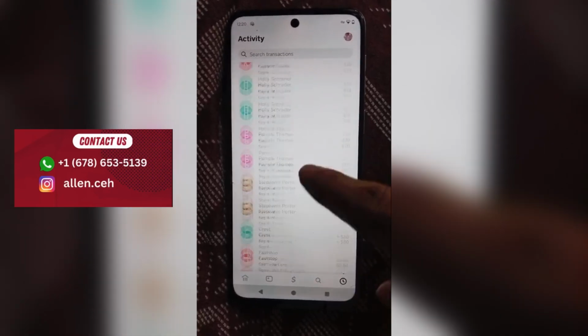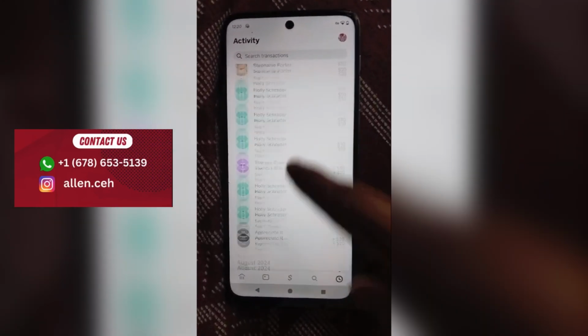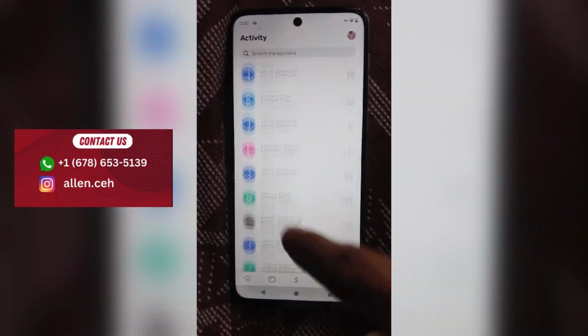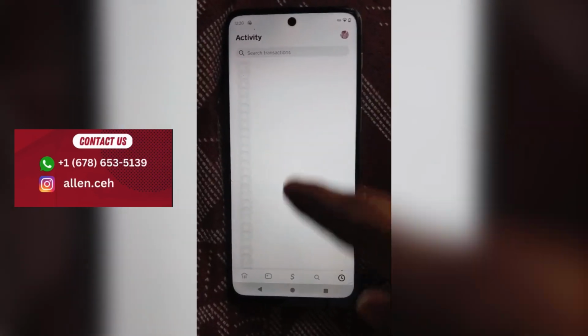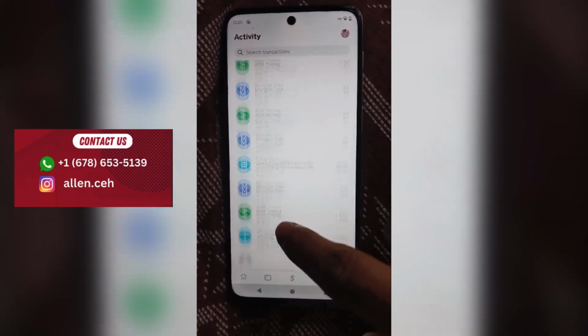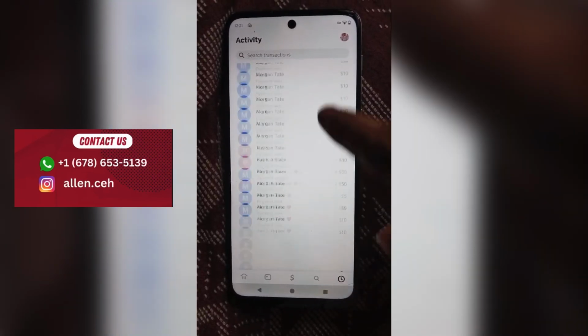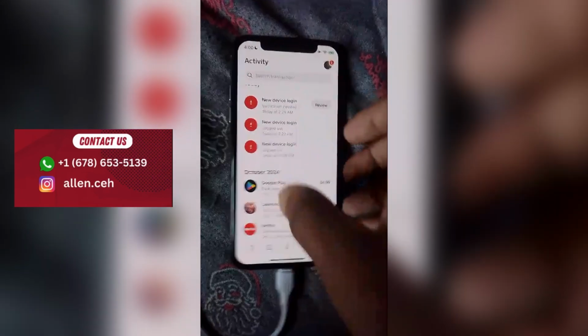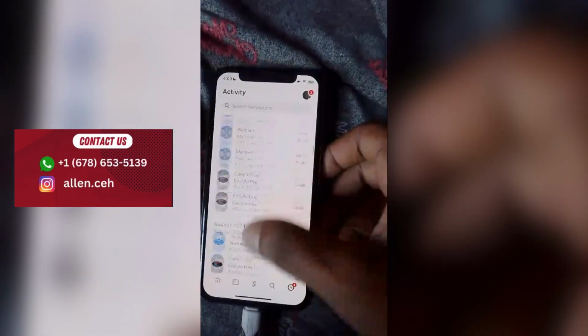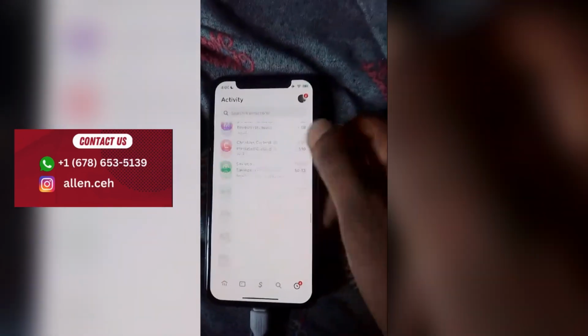If you are willing to buy an account for casino games and that kind of stuff, then you can also contact me on my Instagram or WhatsApp. So just look at the transactions and let me know in my comment section if you are willing to buy this account, and if you are interested, then you can contact me on my WhatsApp or Instagram. This is my second account.